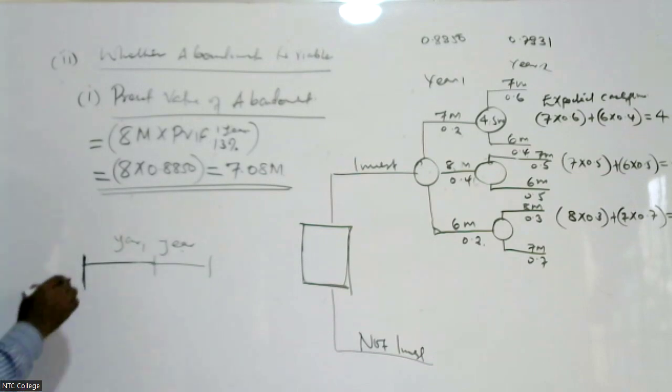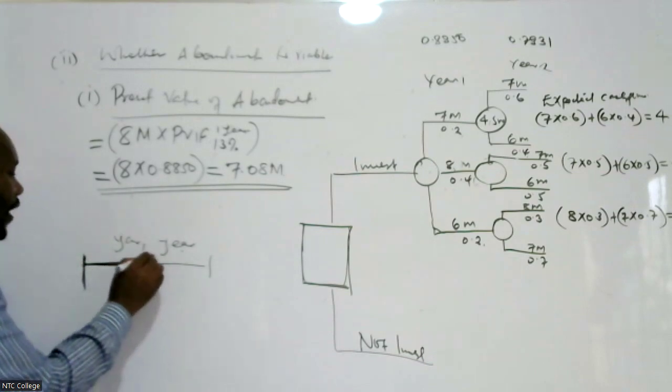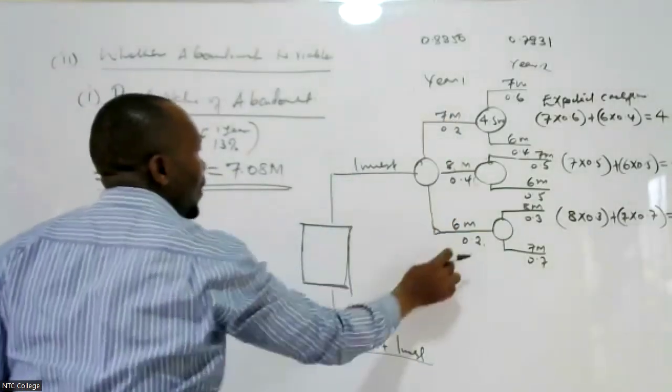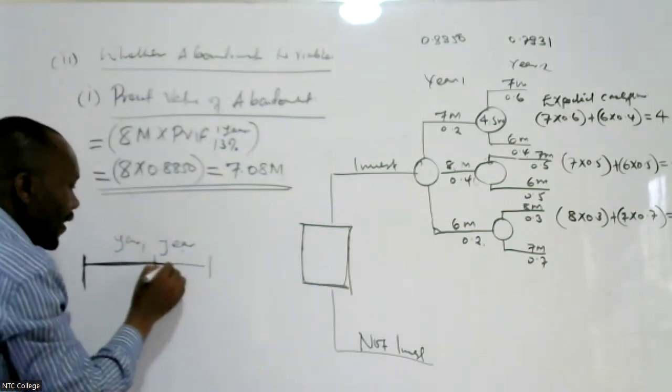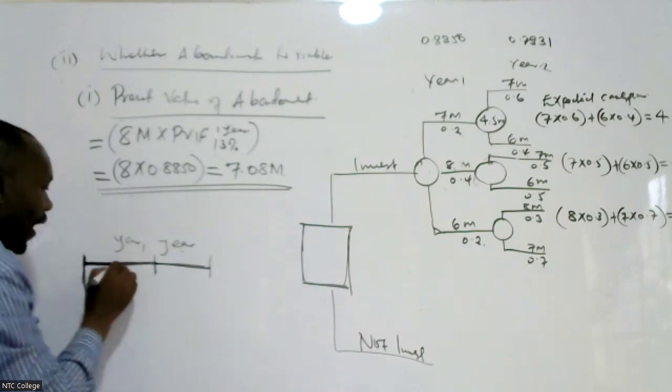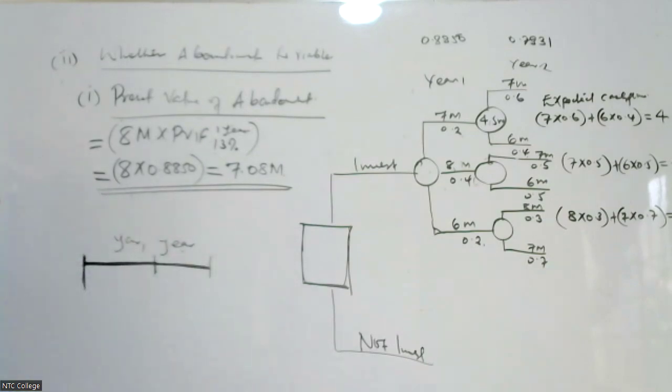If we are standing here, we are saying that we have an option of running the first year, we get our revenue, which are these ones, and then proceed the second year and get another revenue. That is the first option. So we can proceed until the end of second year.